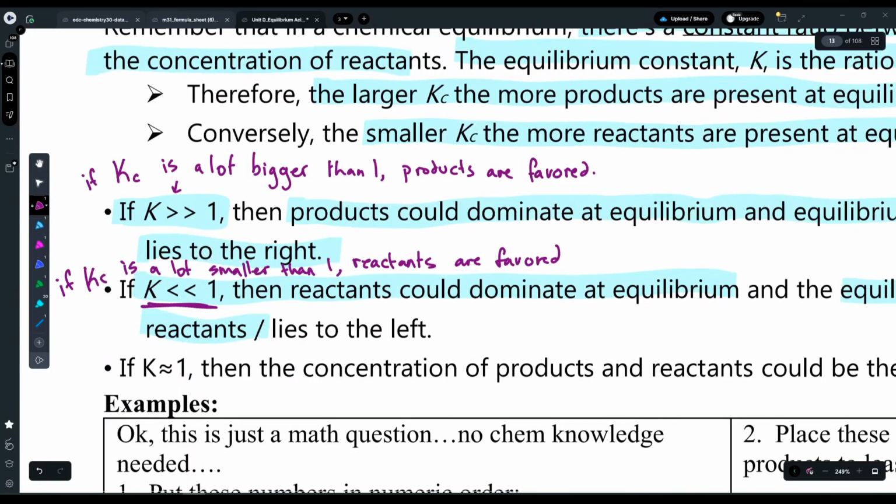A reason that we can say that your equilibrium lies to the left when your reactants are favored is just because when you write out chemical reactions, your reactants are on the left-hand side of the reaction arrow. Similarly, when we say that your equilibrium lies to the right to represent that products are being favored, it's just because your products are on the right-hand side of your reaction arrow.